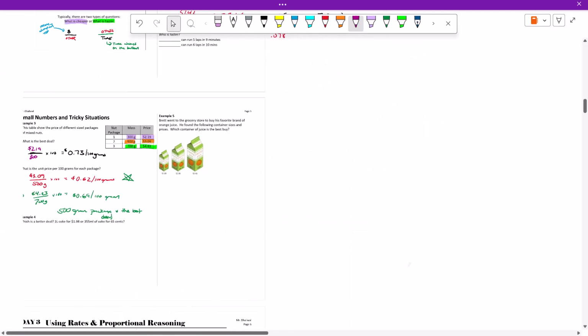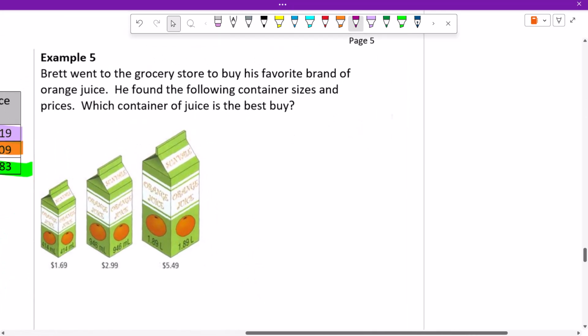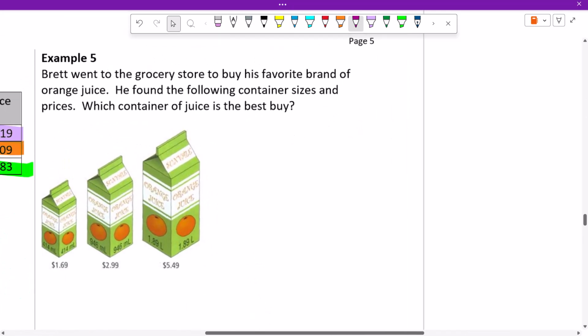All right, so this is our last question for this lesson, and then we'll work on our assignment. It's an okay question. I thought about pulling it off the page. Math 8.